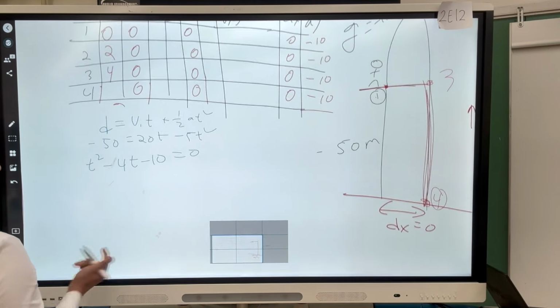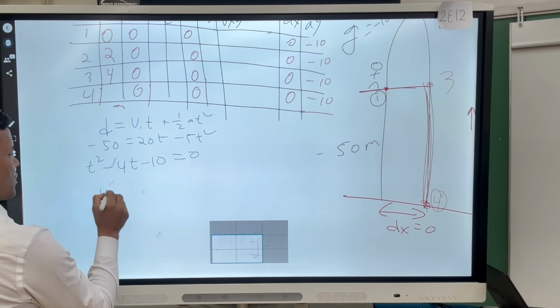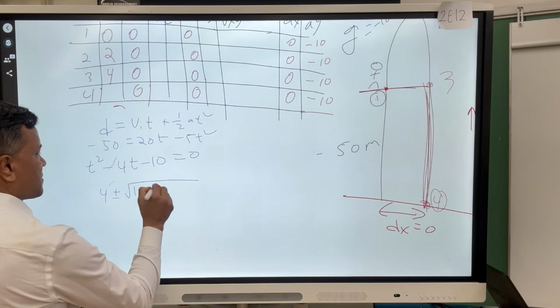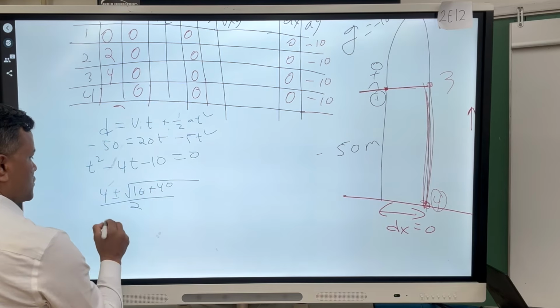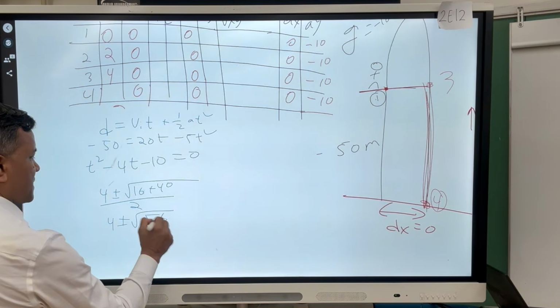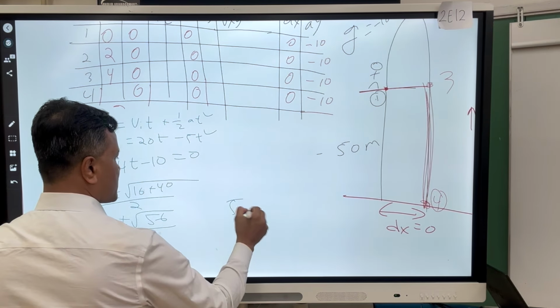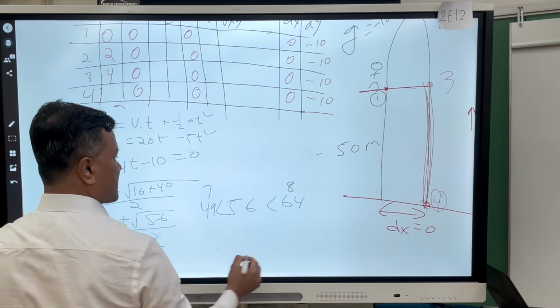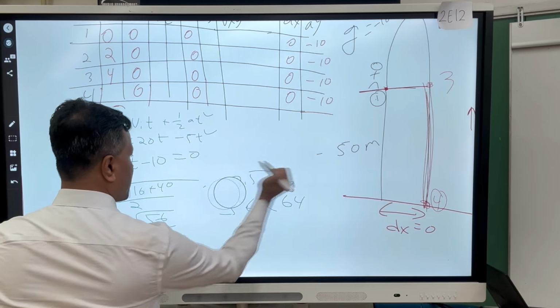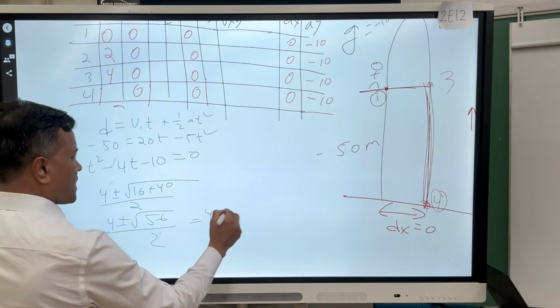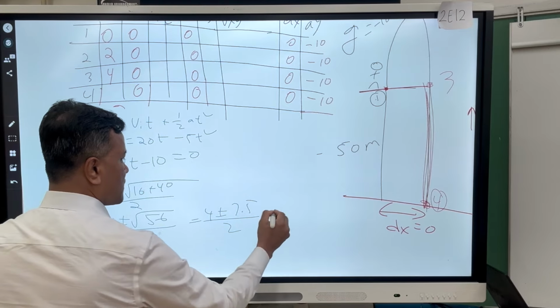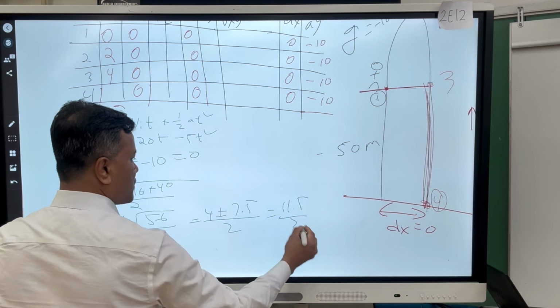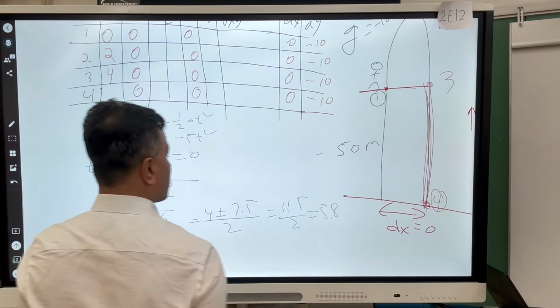So you're going to use the quadratic formula. So 4 plus minus the square root of 16 plus 40, divided by 2. So 4 plus minus the square root of 56, divided by 2. 56 is between 64 and 49, so the root is between 7 and 8. So this should be 7.5. So I'm going to use 4 plus 7.5 divided by 2, which is 11.5 divided by 2, which you're going to say is 5.8, 5.8.